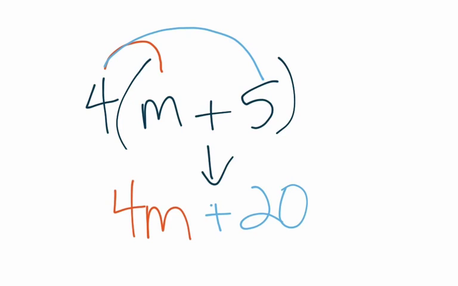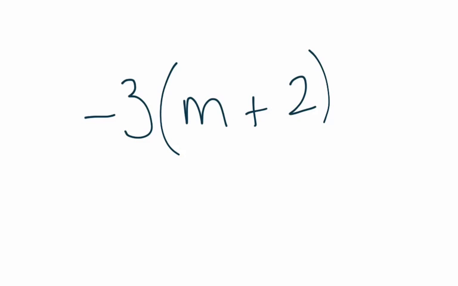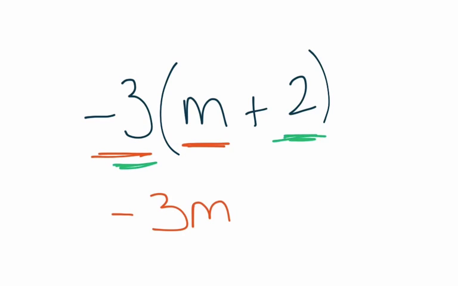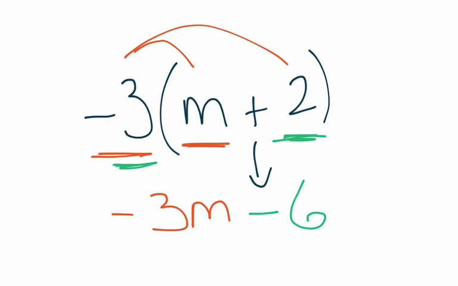Let's try a little bit harder. Let's say it was negative 3 parentheses m plus 2. Negative 3 times m is negative 3m. And negative 3 times 2 is negative 6. Notice again that this changed because now it's not a positive number, it's a negative number. Negative 3 times positive 2 gives me a negative 6. So the negatives can be very tricky. Make sure that you know how to multiply negative numbers, and if not, then use your calculator.